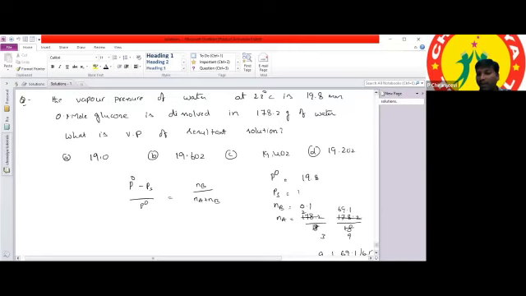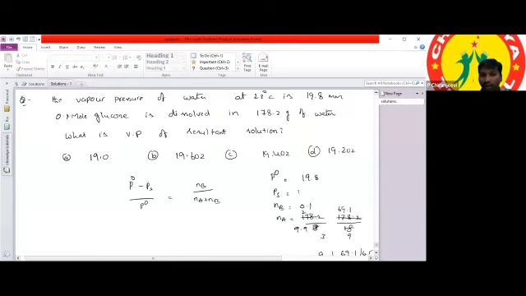First, we have to calculate the number of moles. The number of moles of the solute is already given as 0.1. Now we have to calculate the number of moles of the solvent: 178.2 divided by 18, since the molar mass of water is 18. So we get 9.9 as the number of moles of the solvent.